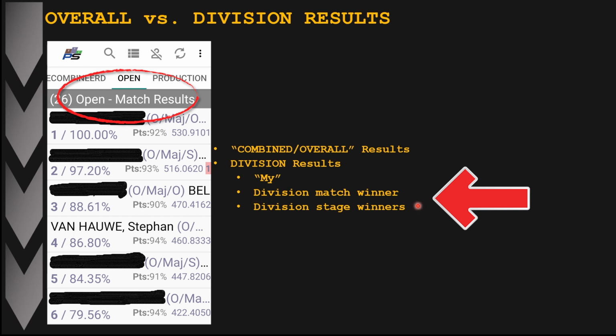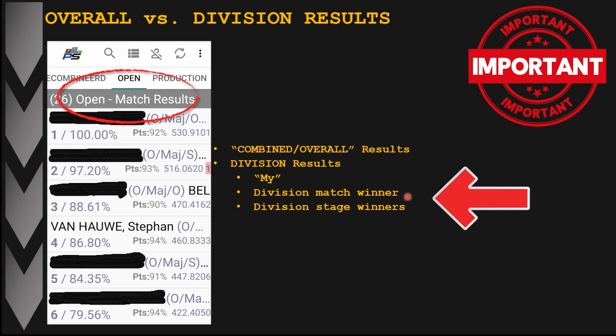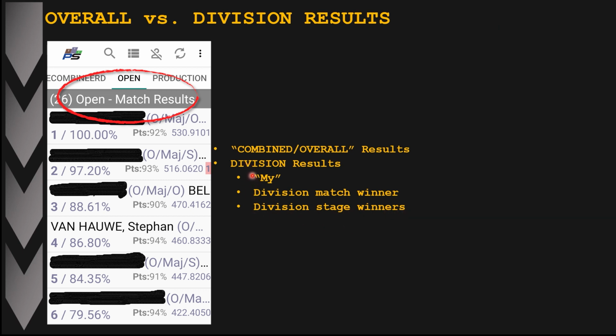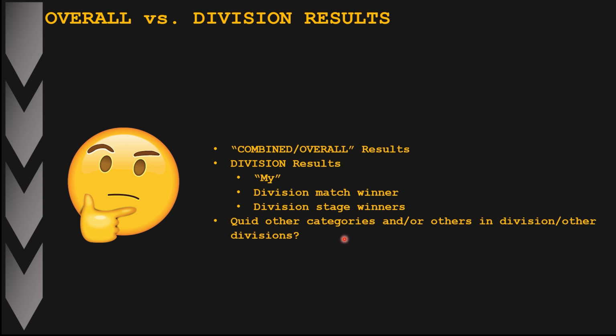And because seldom you'll see that the match winner won any, if not all, of the stages. A lot of times the division match winner will win some stages, but certainly not all the stages. So other people than the division match winner might have won actually different stages. So these 3 competitive shooters should deserve your time and energy when comparing the match results. What about other categories?